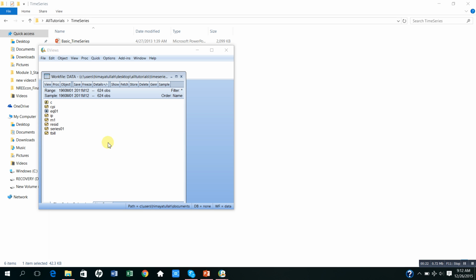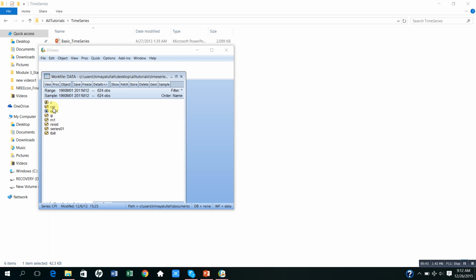This is a time series file in which I have a number of variables. CPI is the consumer price index, IP is industrial production, M1 is the supply of money, T bill is a treasury bill for 1 year. So I'll be checking unit root for the variables one by one. First I would like to check for the consumer price index.